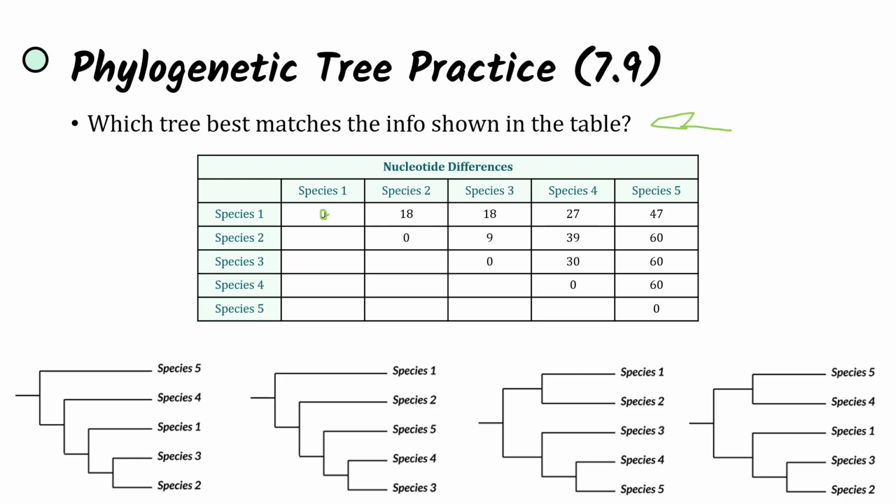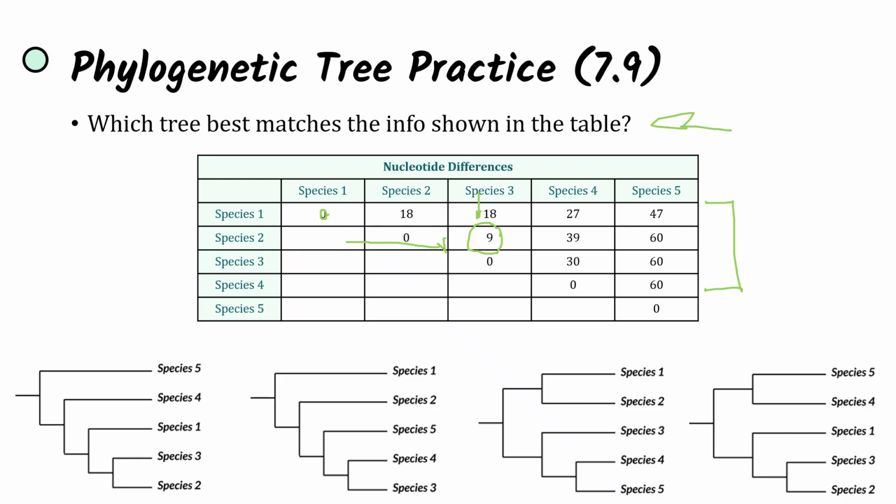And we can see that species 5 is definitely going to have the most differences with all of the other species. And that'll suggest to us that species 5 is going to be our outgroup. It's our least closely related species because of how many nucleotide differences there are. And our most closely related species are going to be species 2 and species 3 because they only have 9 nucleotide differences between them, the smallest out of all of these species.